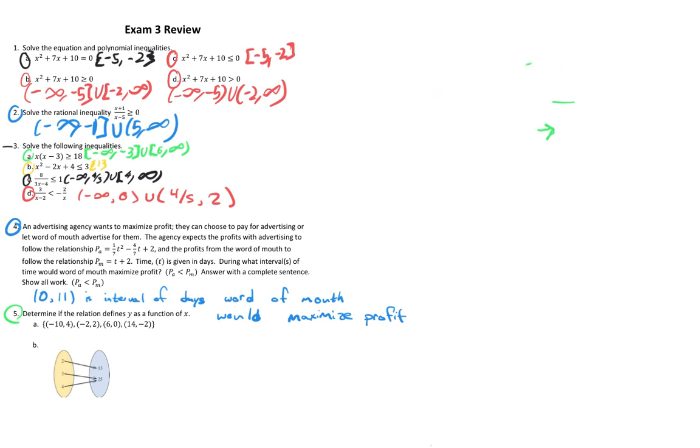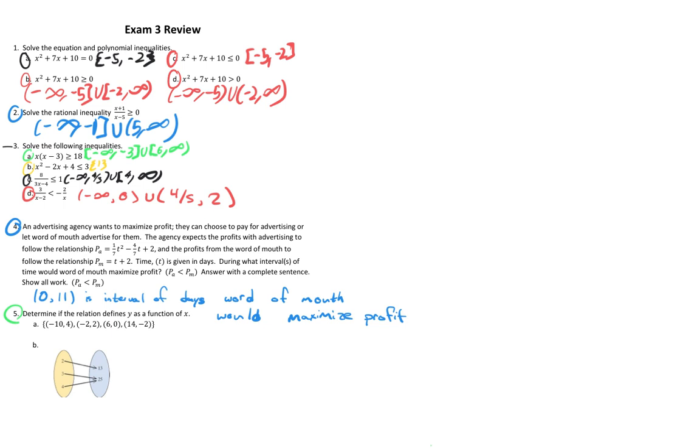So if we go ahead and look at 5a, what we see is that we're given some points. So what we want to look for is, is there an x coordinate that has two different y's? So we have -10, 4. Okay, -2, that's a new x coordinate. We have 6, that's a new x coordinate. We have 14. These are all new x coordinates with their own y.